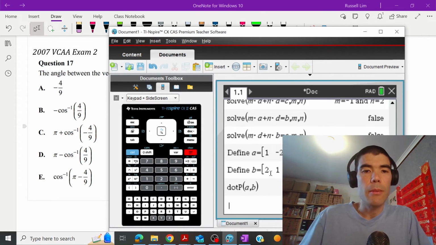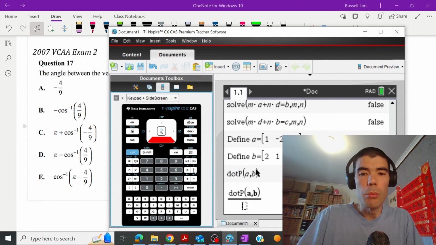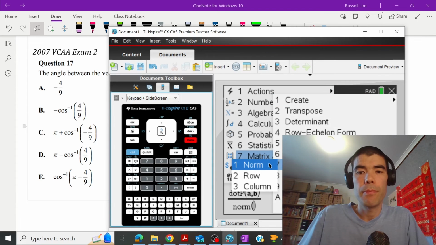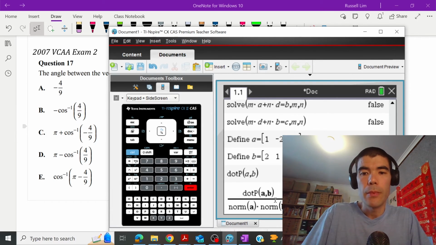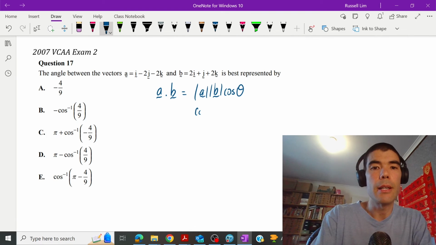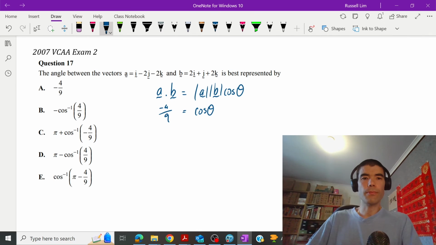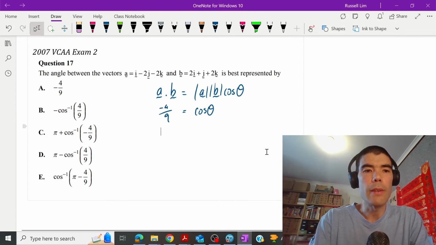To do the length on the CAS, we use the norm function. So norm of a vector is the length of the vector. Again, we can just type norm, but it is under the matrix and vector norms there. Okay, we don't want norm, we just want norm A times norm B. Okay, that gives us negative 4 over 9. So this is telling us the cosine of theta is equal to negative 4 over 9.